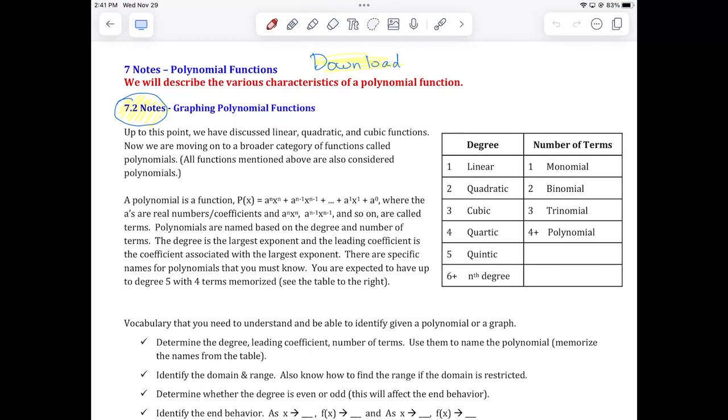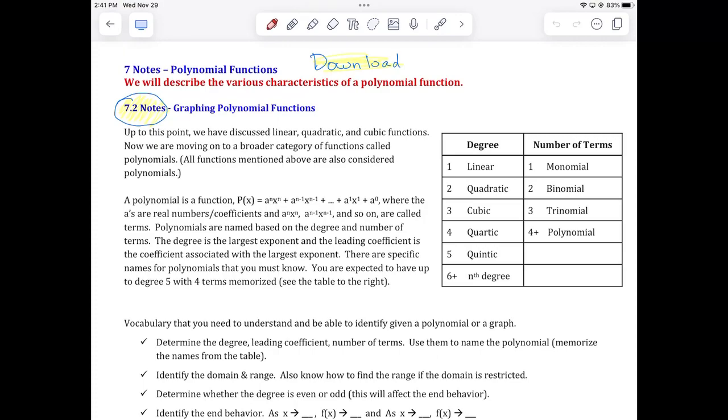By degree, quartic is degree 4, quintic is degree 5. And then you can start classifying by any combination. Like you can have a quintic binomial, you can have a quadratic monomial, you can have a cubic binomial, so on and so forth. You can combine the two.